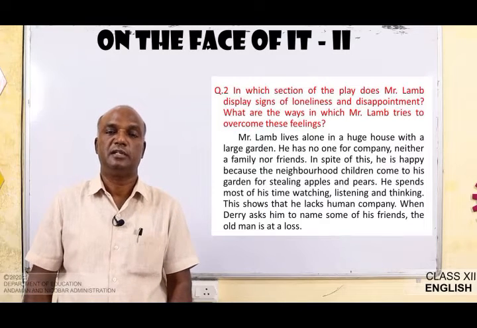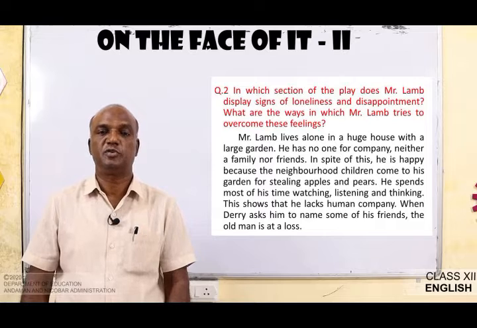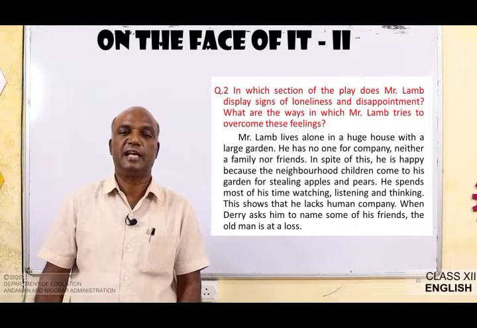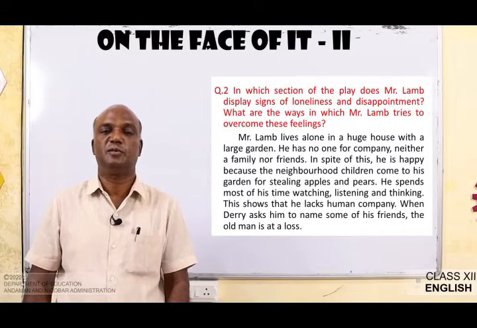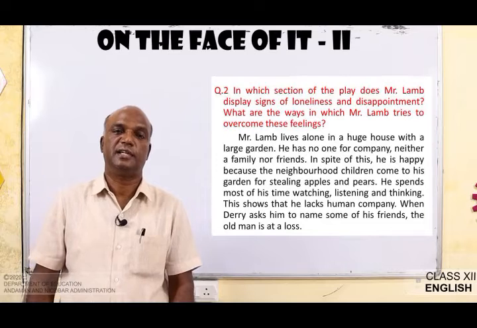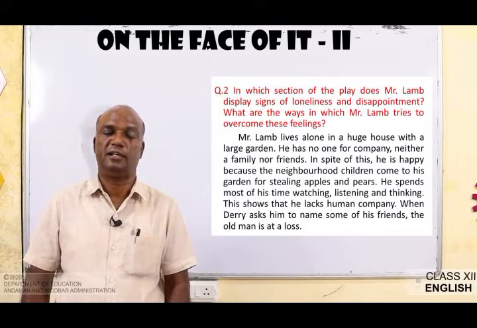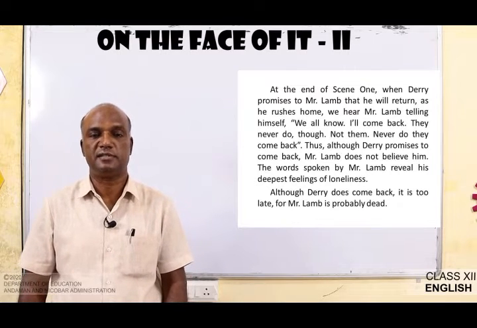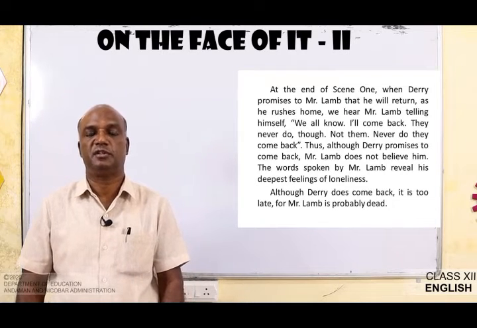It itself shows that these are signs of loneliness. Most of the time he used to watch, listen and think. This shows that he lacks human company. When Derry asked him to name some of his friends, the old man is at a loss, meaning he was not able to say the names. Even if he says something, that doesn't satisfy Derry. At the end of scene 1, because in that play there are 3 scenes, the first scene is somewhat very lengthy, the second is short and the third one is very short.